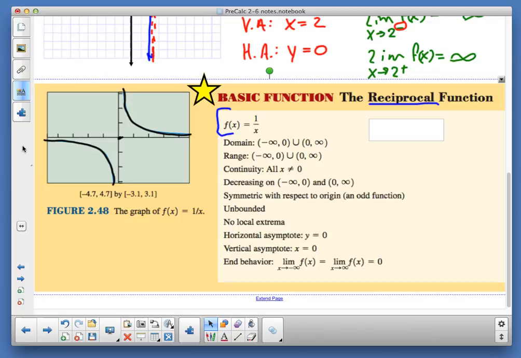Horizontal asymptote y equals 0. Vertical asymptote x equals 0. And we have end behavior, both approaching 0. That's how we were able to find our horizontal asymptote. We'll be listing this stuff in questions on the assignment. It's the same stuff we started with when we talked about parent functions in section 1.3, so we're just extending the idea of it.